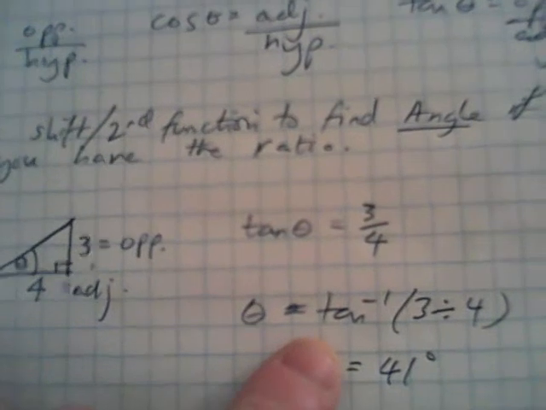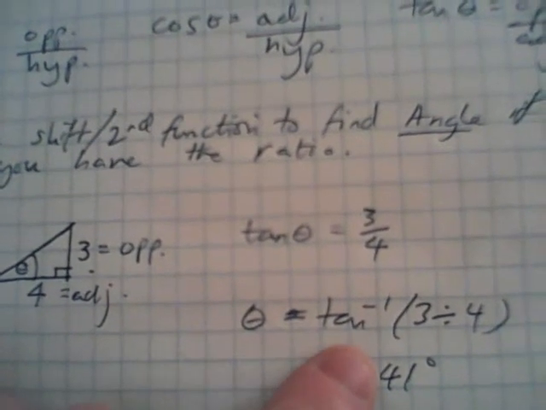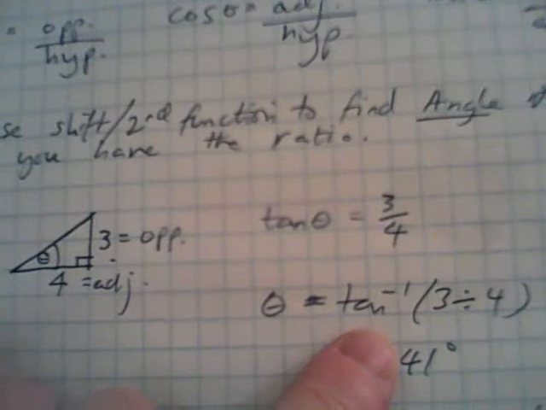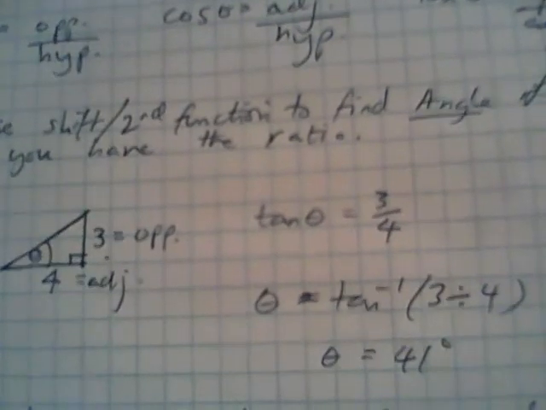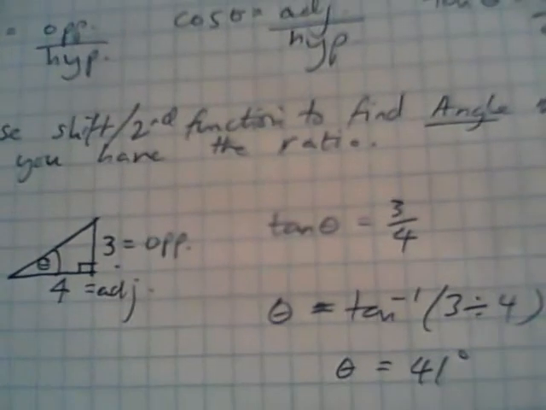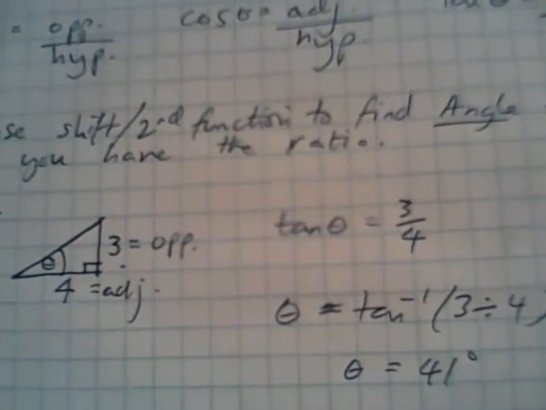In order to find an angle, I do shift or second function on my calculator, shift or second function tan, and this little -1 comes up, and then you type in your ratio, 3/4 or 3 divided by 4, press equals, and you should get 41 degrees.